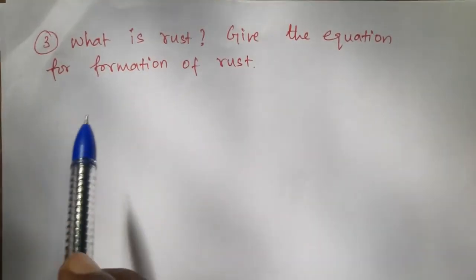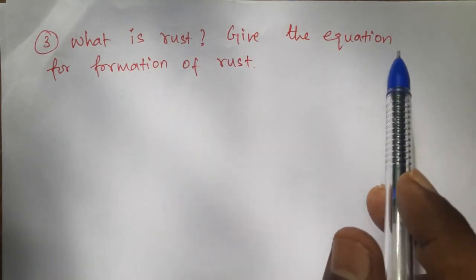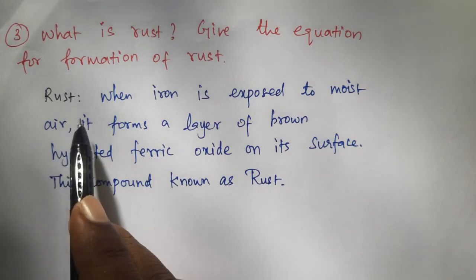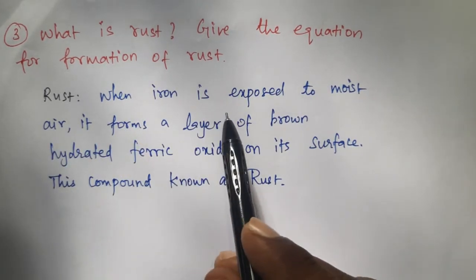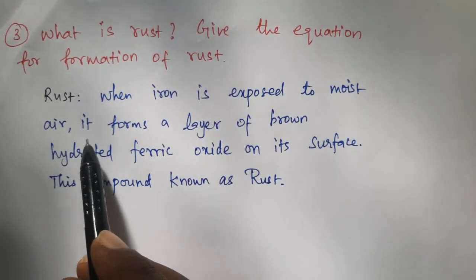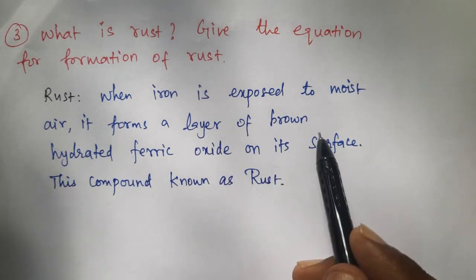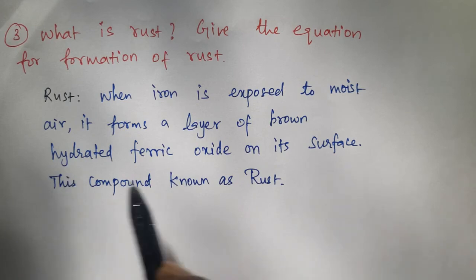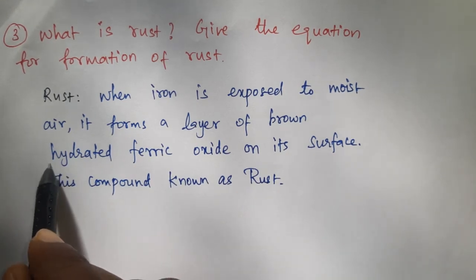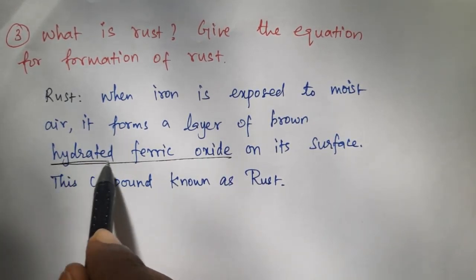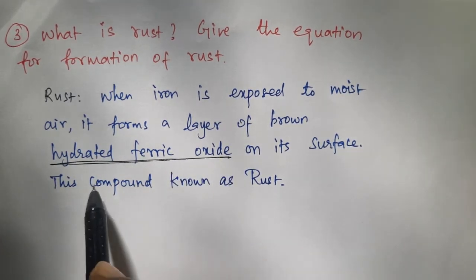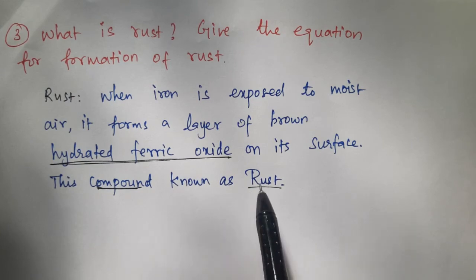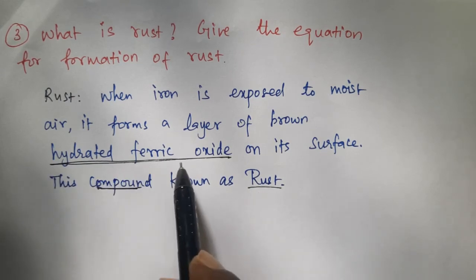Question number 3. What is rust? Give the equation for formation of rust. Rust is nothing but when iron is exposed to moist air, it forms a layer of brown hydrated ferric oxide on its surface. So on the iron surface, a brown layer, that is hydrated ferric oxide, is formed. This compound is known as rust, or simply we can write rust is nothing but hydrated ferric oxide.